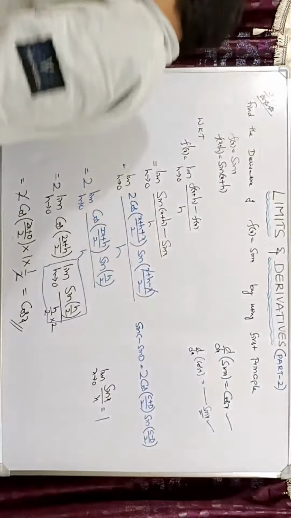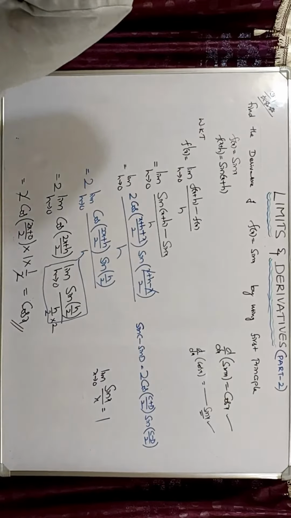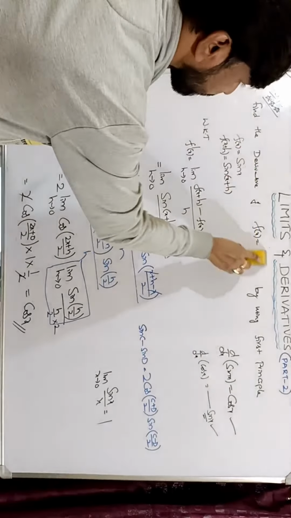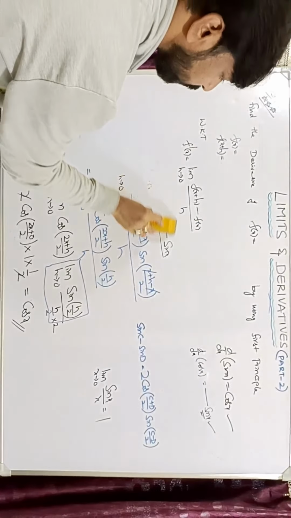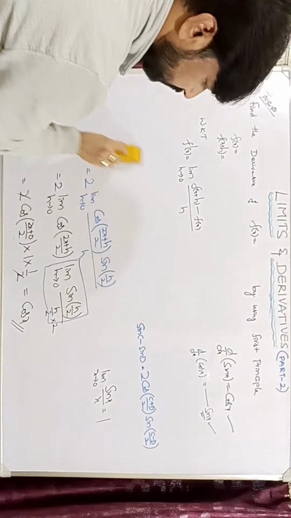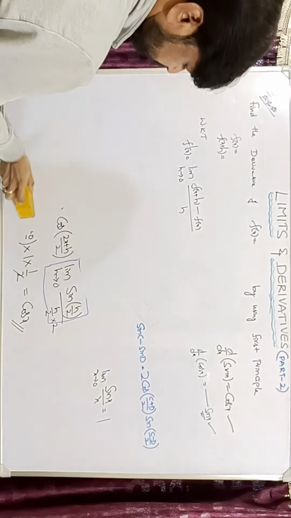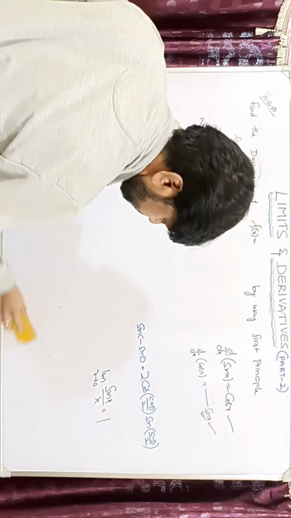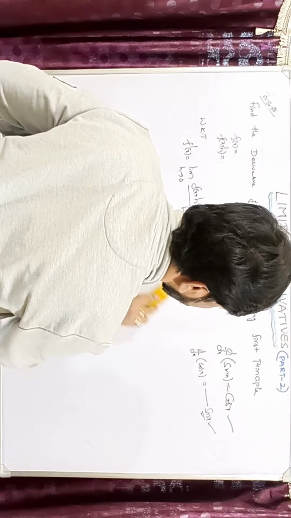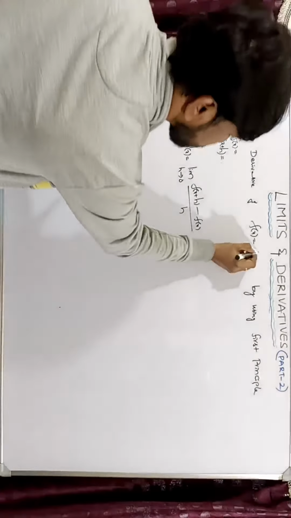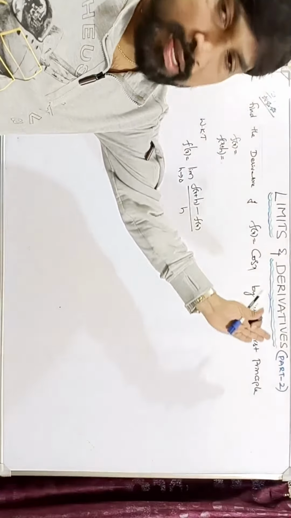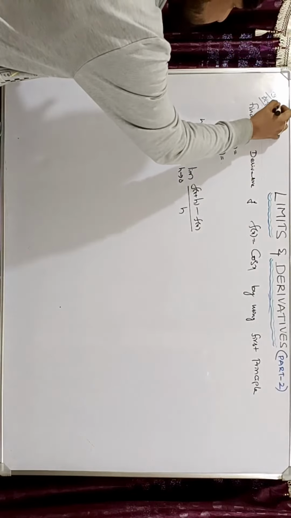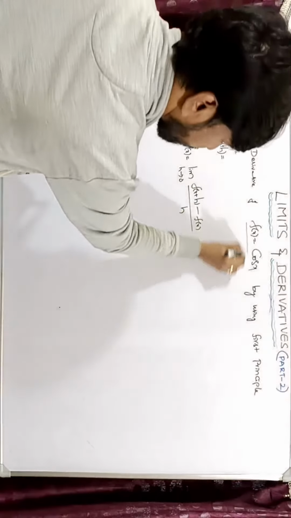Coming to next, the derivative of cos x I'm going to prove now. f of x equals cos x. So what is the question? The derivative of f of x equals cos x by using first principle. Okay, so this is one of the expected questions from my end. f of x equals cos x, proof.